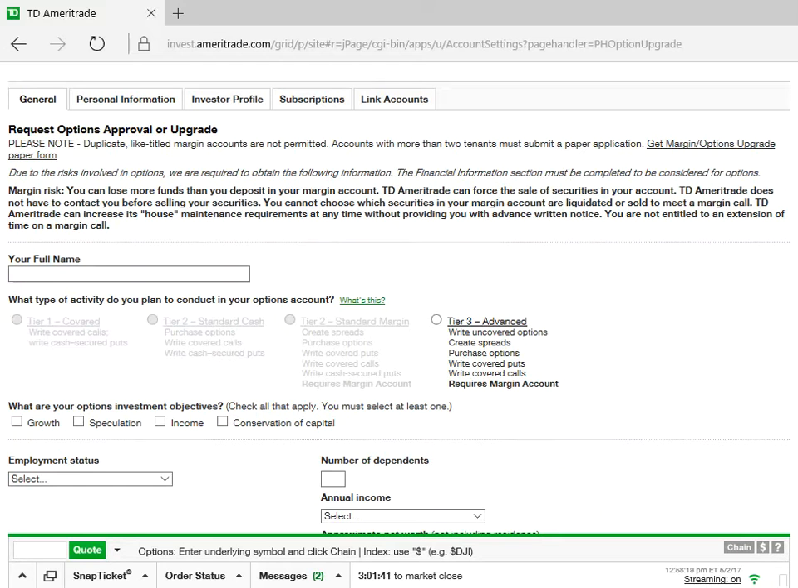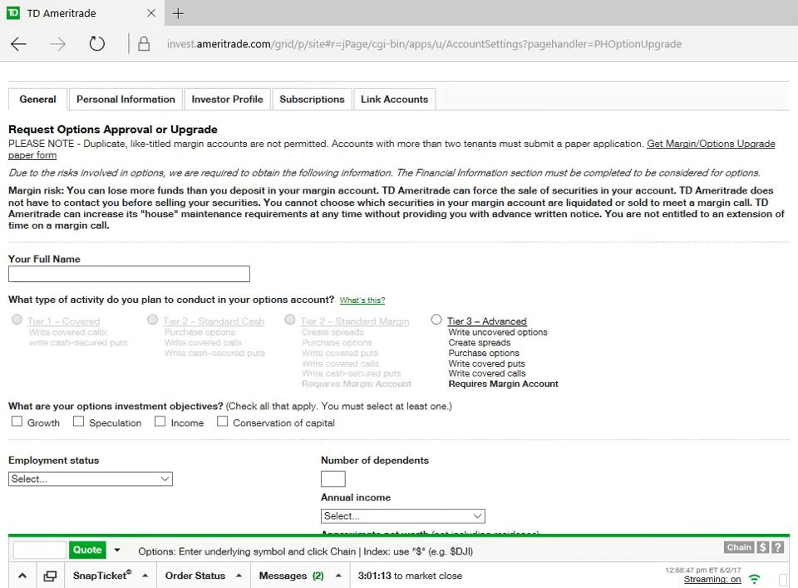Okay, so the first thing you have to do is get qualified, and what I did was I started out, I didn't even try for these upper levels. I started out with the first level right here, and then for about 6 months or so I sold covered calls and cash secured puts, and then I applied for level 2, and then for a few months I purchased options, and then I went for the next level right here. I got a margin account and I did some spreads.